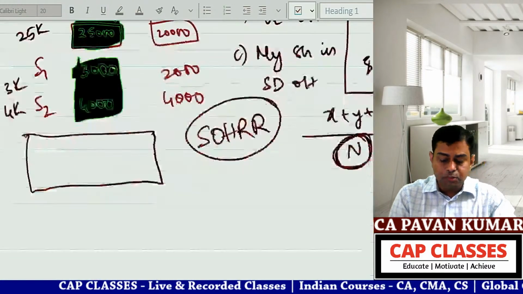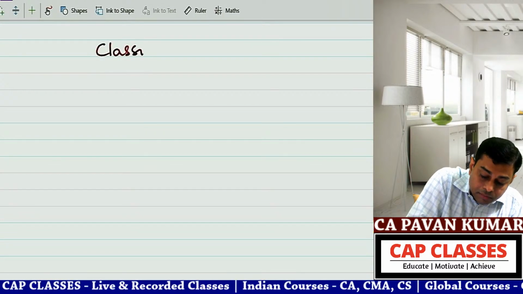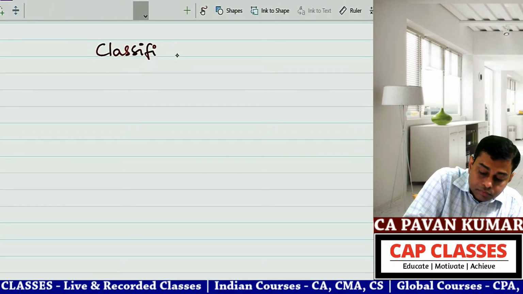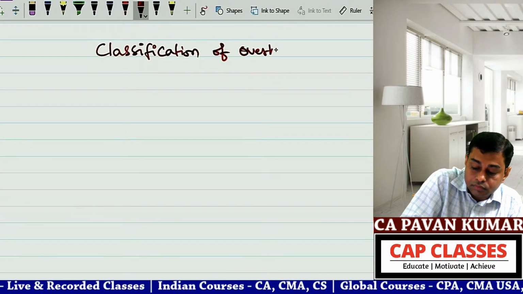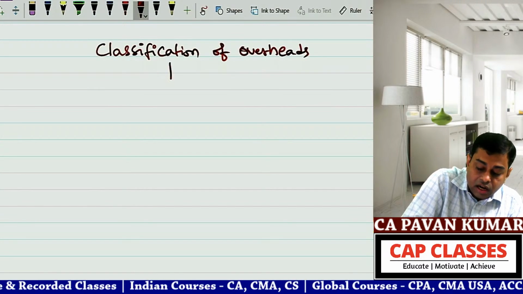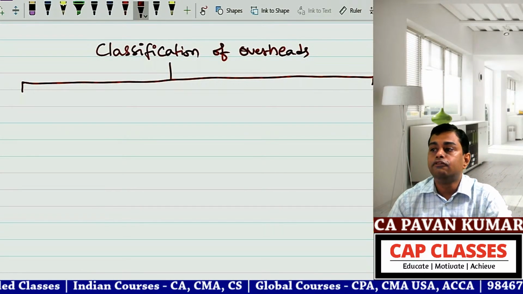Okay, I'll give you a small chart. Put the heading: Classification of overheads. From that, draw 4 arrow marks down.